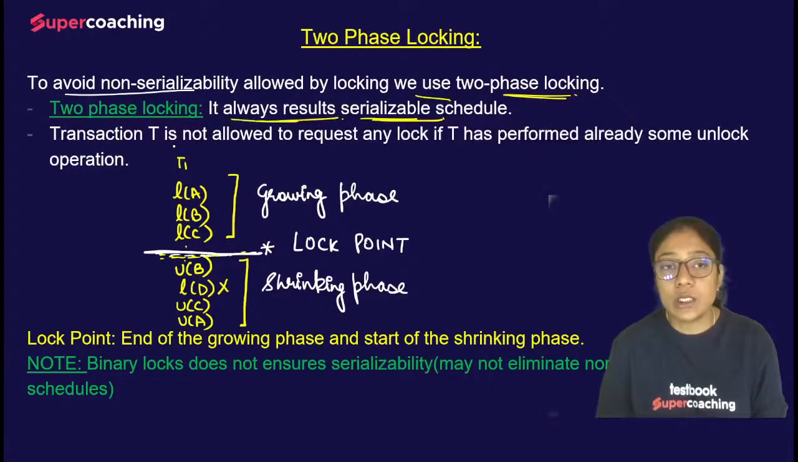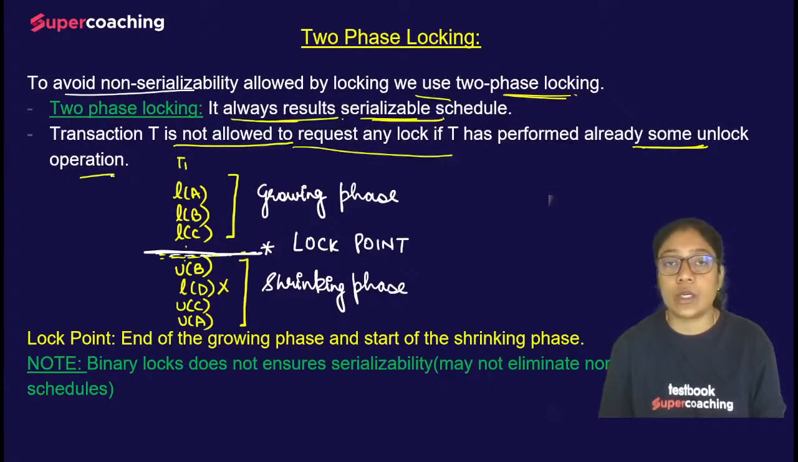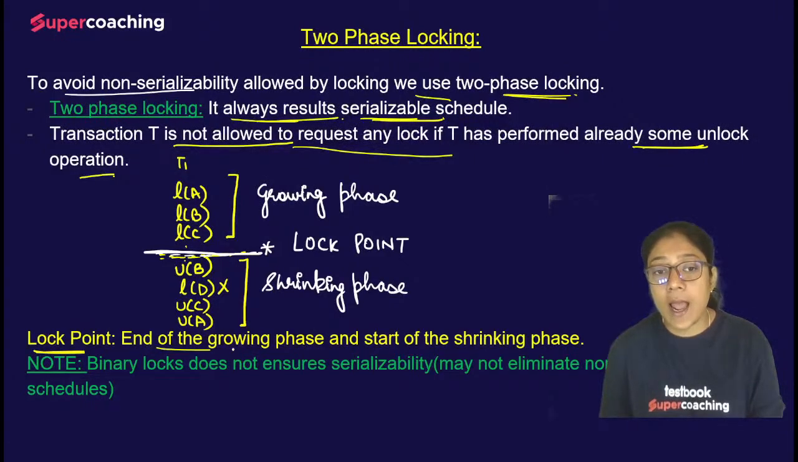So what is this two-phase locking? Transaction T is not allowed to request any lock if it has already performed some unlock operation. What is this lock point? This is the end of the growing phase and the start of the shrinking phase.